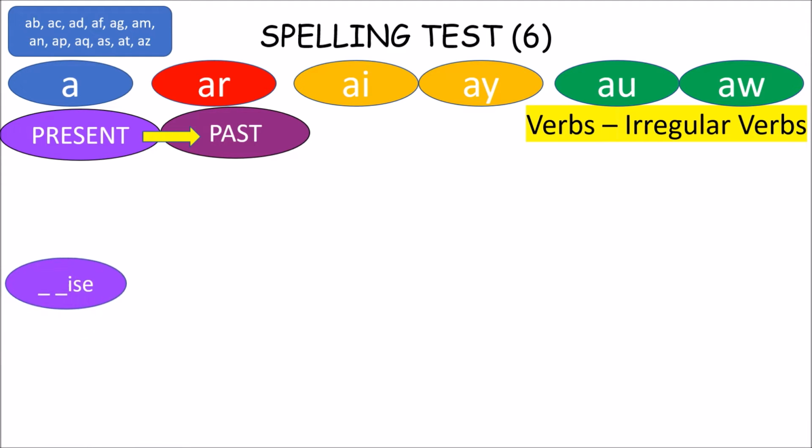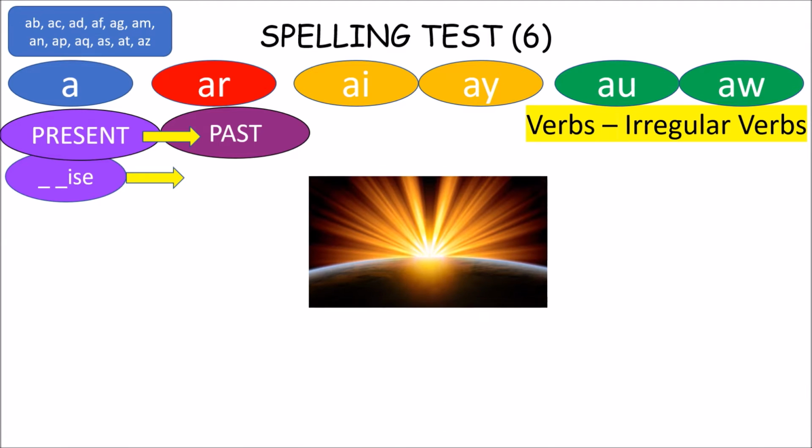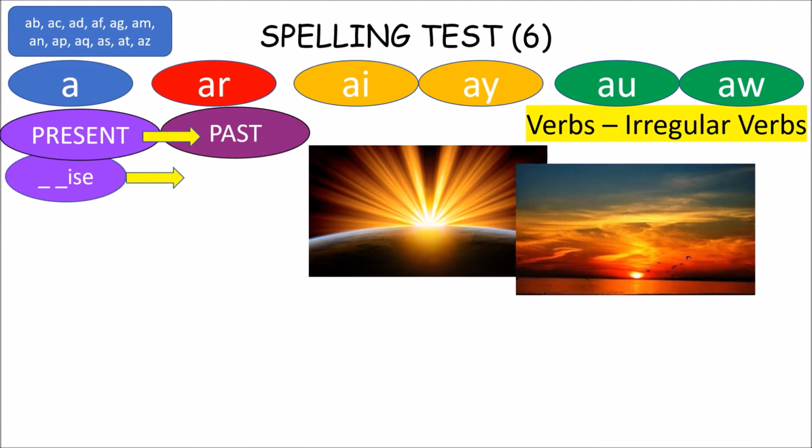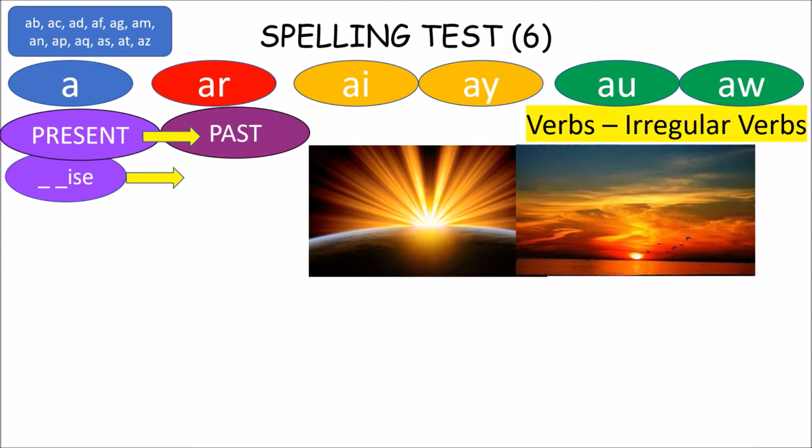The first word here is arise. A as in arise. Arise means appear, as shown in two photos. The sun is rising at dawn. Many couples love watching the sunrise. The past tense is arose. Arise, arose.